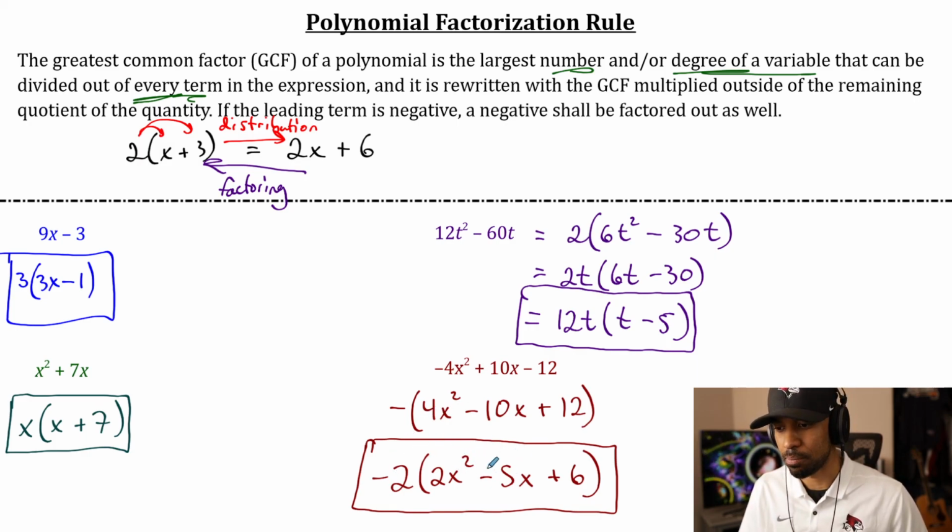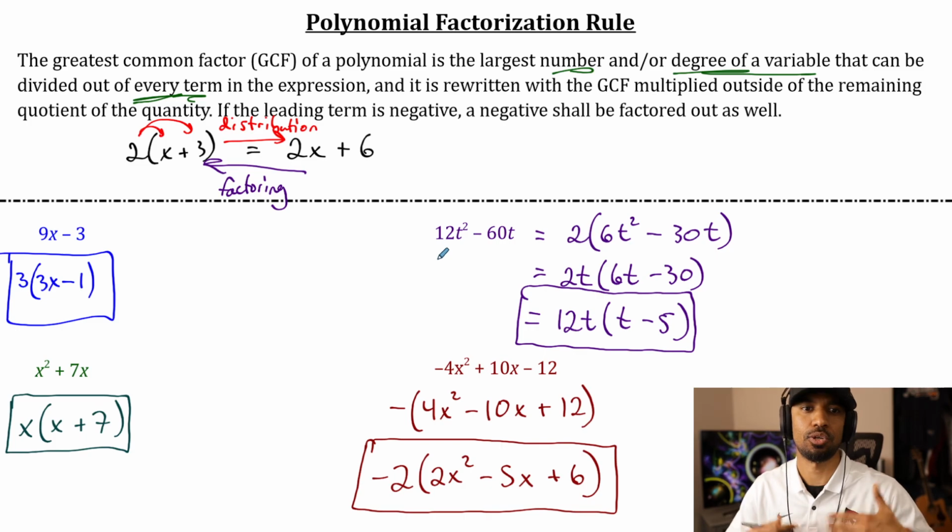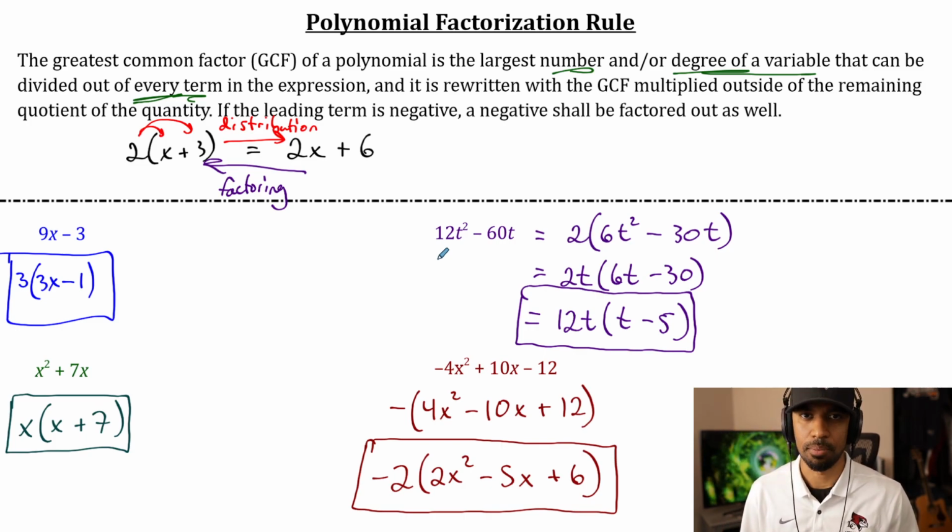You can, of course, double check and make sure that it distributes back in. Again, factoring is an anti-distribution. This is just greatest common factor only.